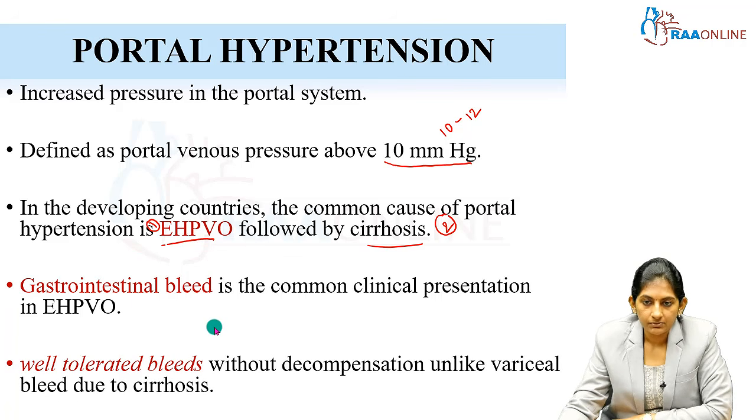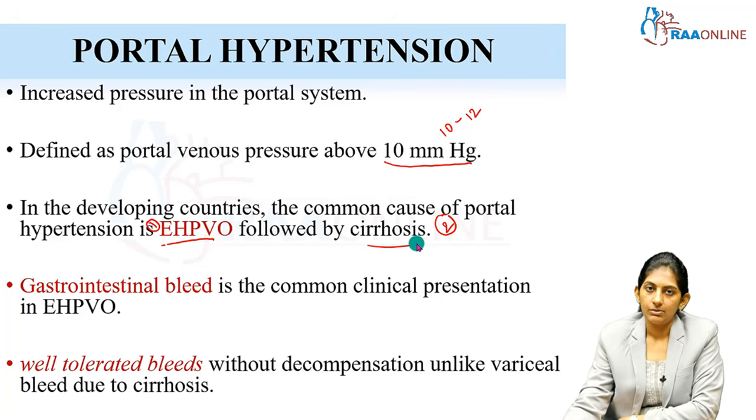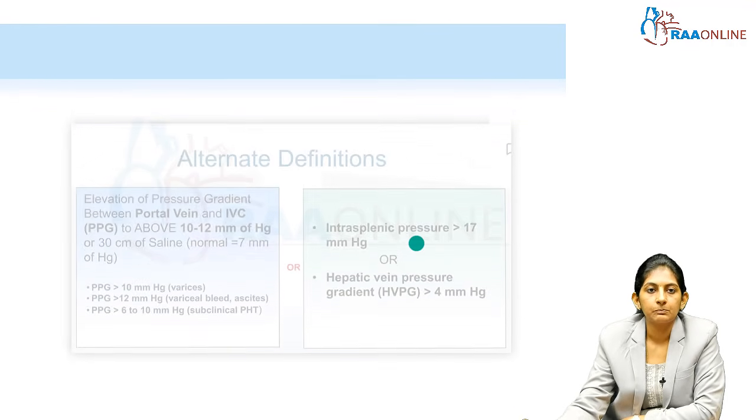So, how will you differentiate EHPVO and cirrhosis from a variceal bleeding? Variceal bleeding due to EHPVO will be well tolerated, which means the child is hemodynamically stable although there is a variceal bleeding. But if a cirrhotic child has a variceal bleed, the child will be very sick and hemodynamically unstable. So remember this point very well.